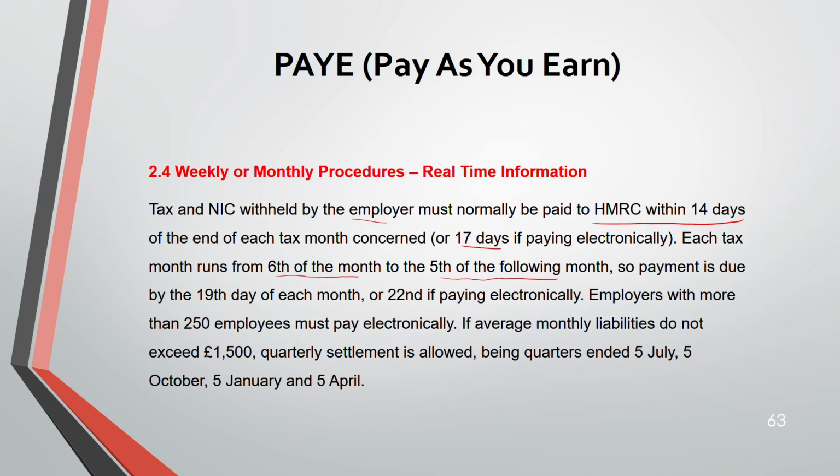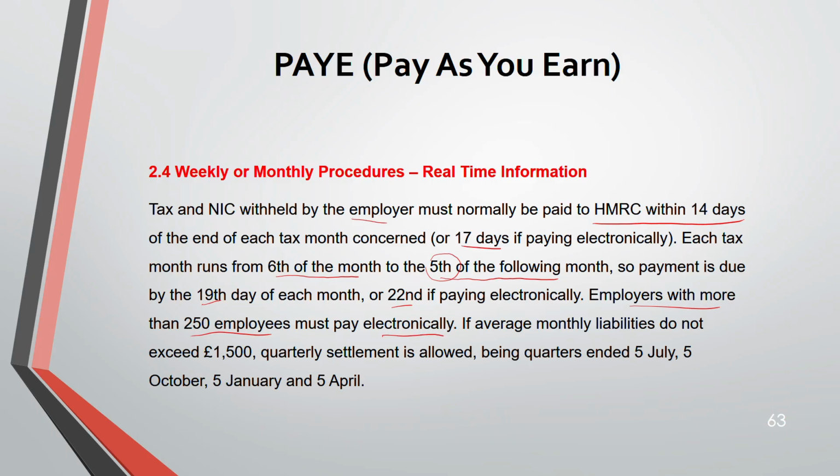Okay, so for the payment, if you add 14 with 5, it is 19, or 17 with 5, it is 22, if paying electronically. So the payment is due by the 19th day of each month, or the 22nd if paying electronically. Employers with more than 250 employees must pay electronically. There is no option for them.